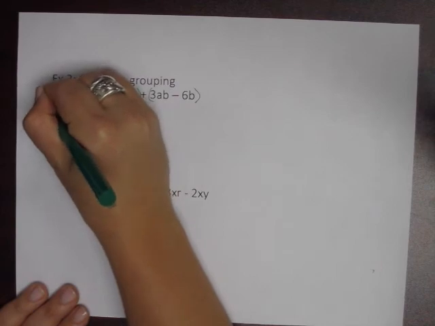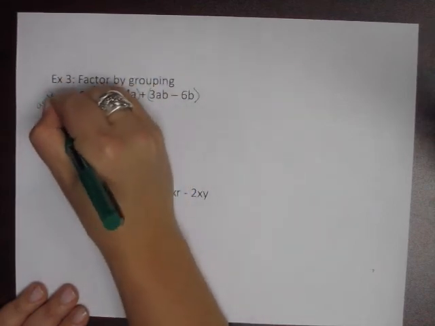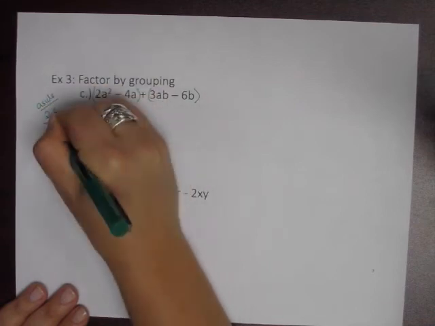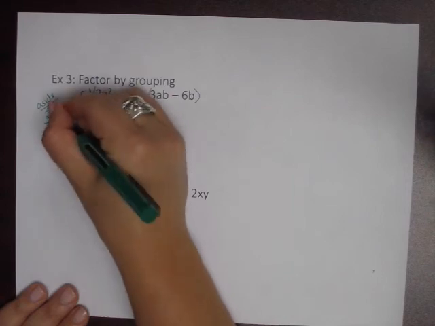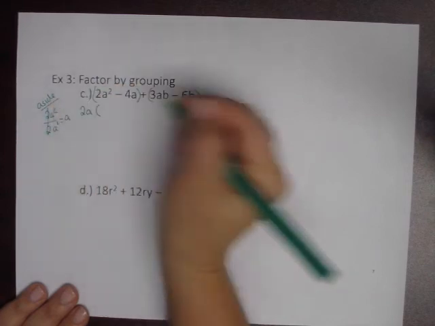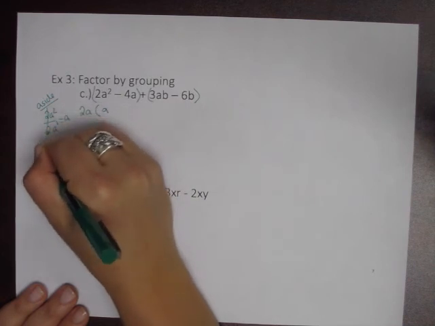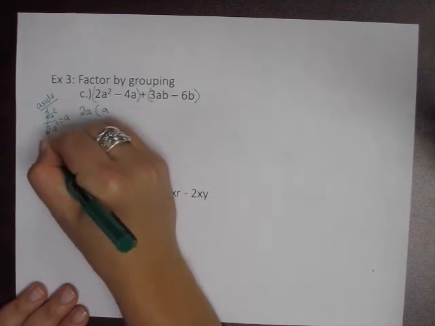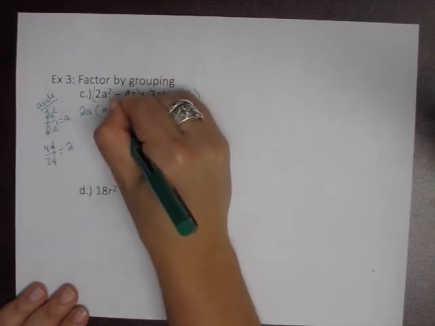And now I have to find what my binomial is going to be on the inside. So I take the 2a squared, divide it by 2a. The 2's will cancel out, and then 2 minus 1 just leaves me with 1. So I've got a. Then I got 4a divided by 2a. 4 divided by 2 is going to be 2, and the a's cancel out, so I go plus.